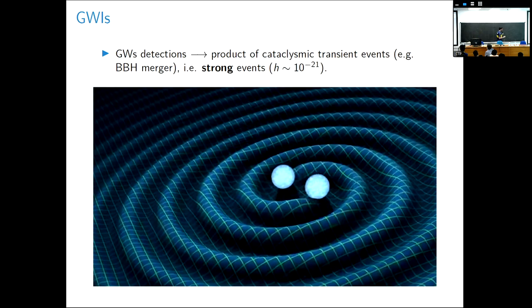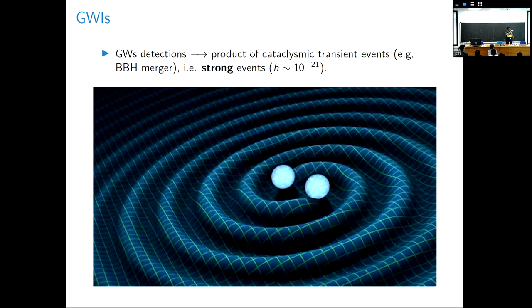I talked about the model, but I didn't talk about the gravitational waves we are going to look at. Most of us are used to hearing about the detection of gravitational waves coming from, for example, binary black hole mergers, which are strong events in the sense that they are very few in time.